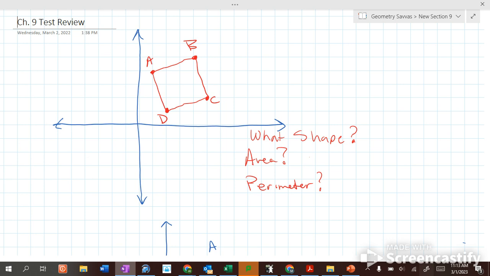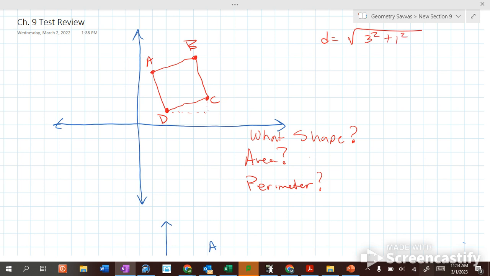Okay, here we go. We got to know what shape this is, what its area is, what its perimeter is. To figure out what shape it is, we should measure the lengths of the sides. So we use the distance formula. We can use the shortcut to the distance formula: how far over, how far up did we go? So we went 3 over and 1 up.